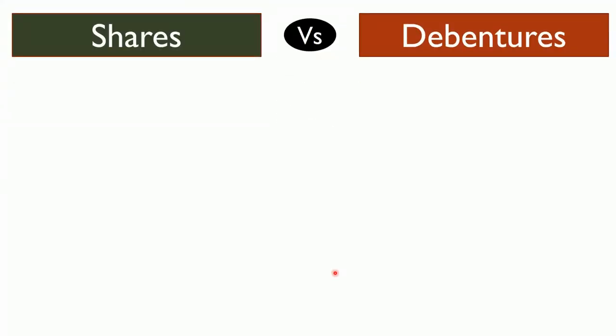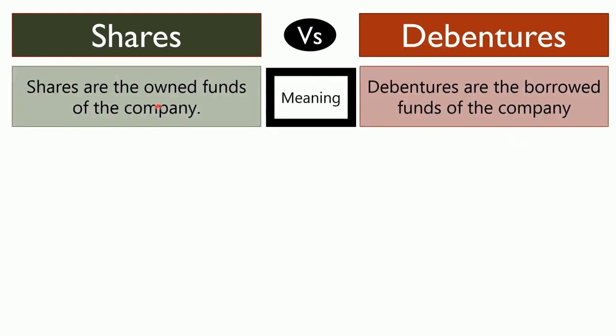Difference between shares and debentures. As shares are the unit of ownership in the company, share capital represents the owned funds of the company. On the other hand, debentures are equal to a loan, so they represent the borrowed funds of the company.